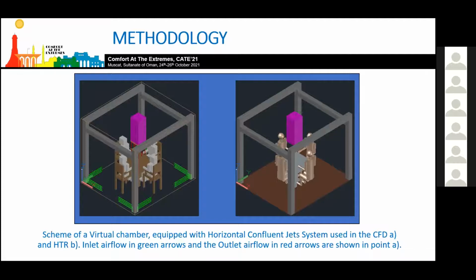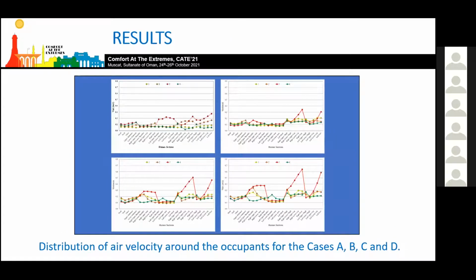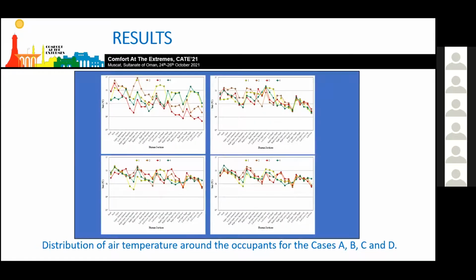In this picture, you can see the air velocity distribution around the occupants for cases A, B, C, and D, and you can verify that the air velocity is higher near the floor level and increases when the airflow increases. After, I will show the temperature distribution around the occupants, and you can verify that in general, the air temperature is quite constant. However, the upper sections present higher temperatures.